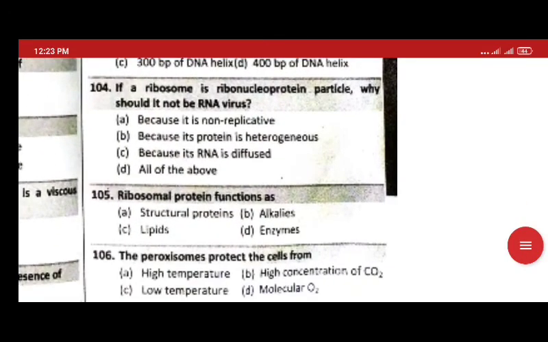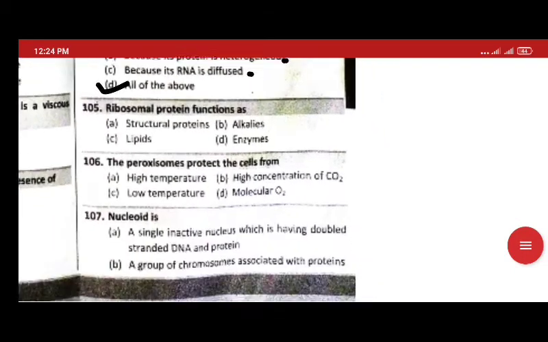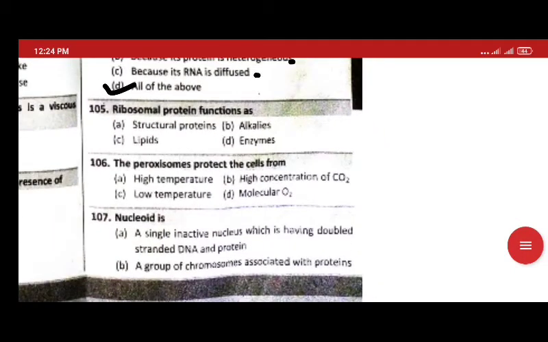Now 104. If a ribosome is ribonucleoprotein particle, why should it not be RNA virus? So RNA virus, why should not be RNA virus? So for the virus we should not have what? This RNA diffuse. So option D is right. Ribosome protein function is. So mainly ribosome protein function is what?